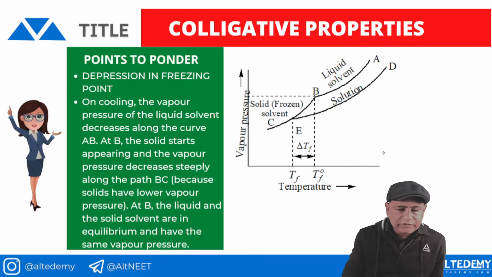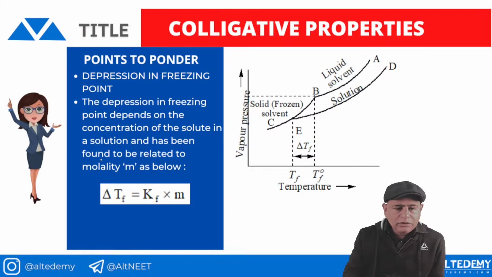Coming to another aspect of it. On cooling, the vapor pressure of the liquid solvent decreases along the curve AB. At B, the solid starts appearing. This is the same explanation that we have done with this entire graphical understanding, right? We are doing the depression in freezing point, and you should understand how the freezing point of a particular liquid is depressed when we add a non-volatile solute to it.